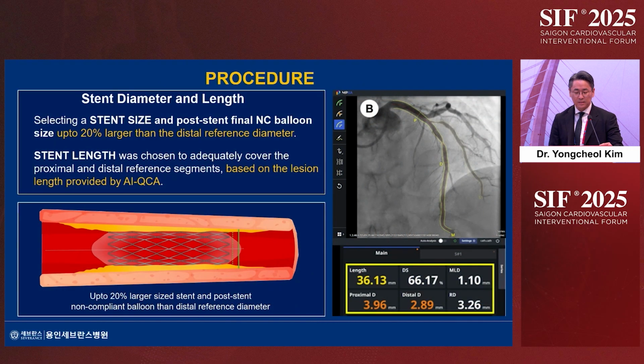Regarding stent diameter, we recommended selecting the stent size and the post-stent final NC balloon size up to 20% larger than the distal reference diameter. And the stent length was chosen based on the lesion length provided by AI-QCA.